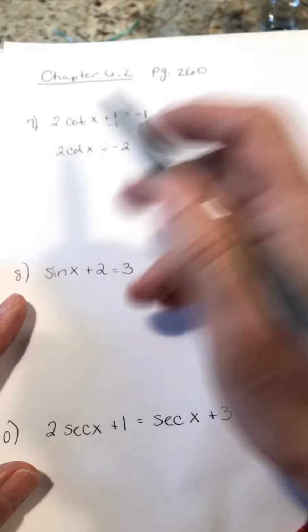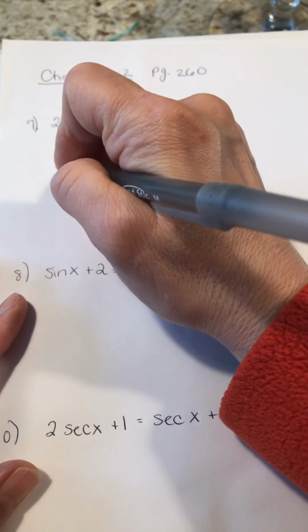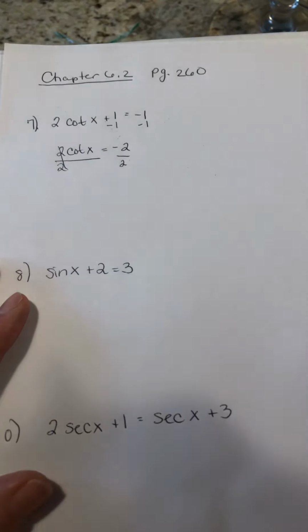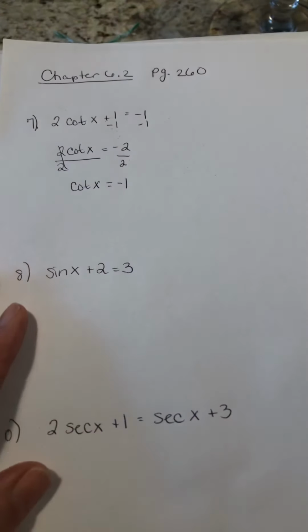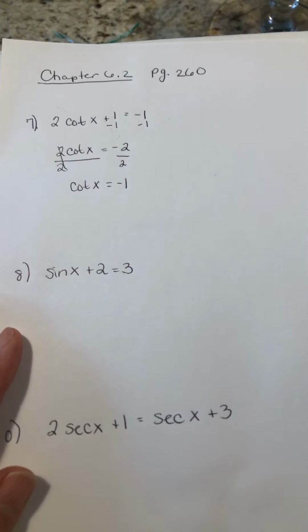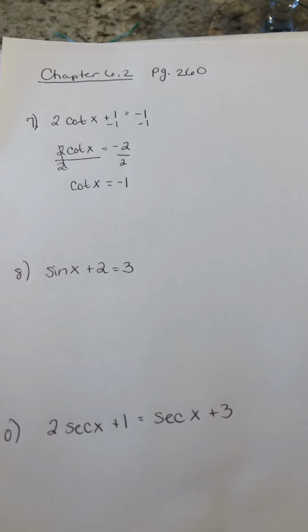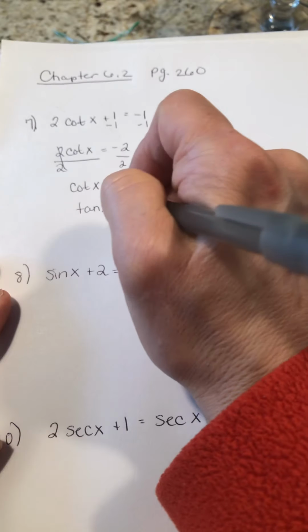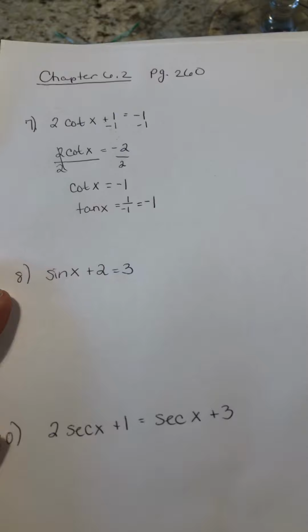Next, we want to try and eliminate that coefficient, so the opposite of multiplying by 2 is dividing by 2. So we're going to divide by 2 on both sides, and we get cotangent of x equals -1. So when we think about cotangent of x equals -1, remembering that cotangent of x is the reciprocal function of the tangent of x, we have really 1 over -1, which is still the same as -1.